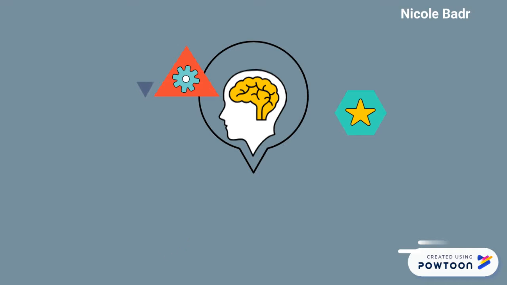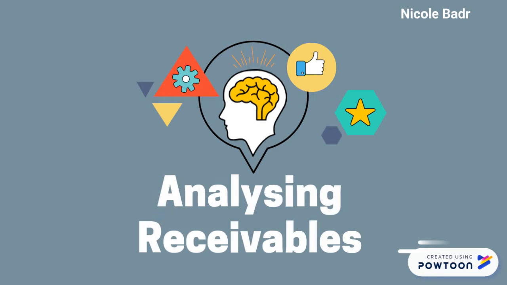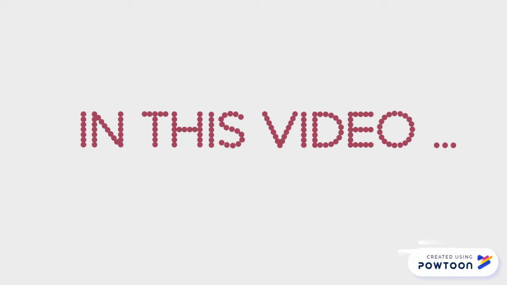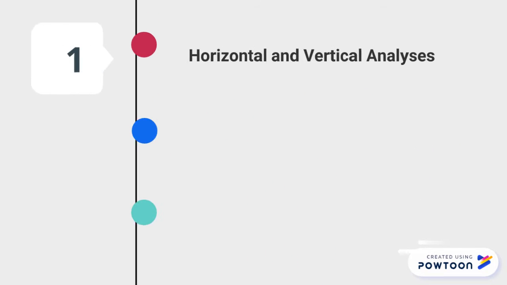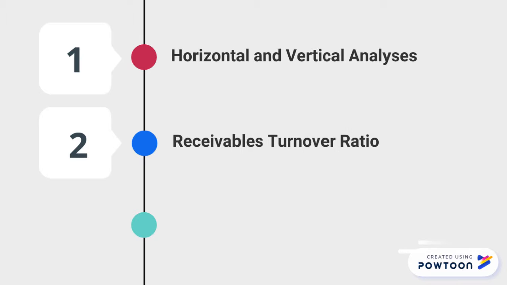We all know financial accounting can be quite difficult, so today's video aims to simplify that for you by explaining a crucial skill: how to analyze accounts receivable. So here's just a quick overview of the three main aspects that are going to be covered in this video. They are horizontal and vertical analysis, receivables turnover ratio, and the allowance ratio.